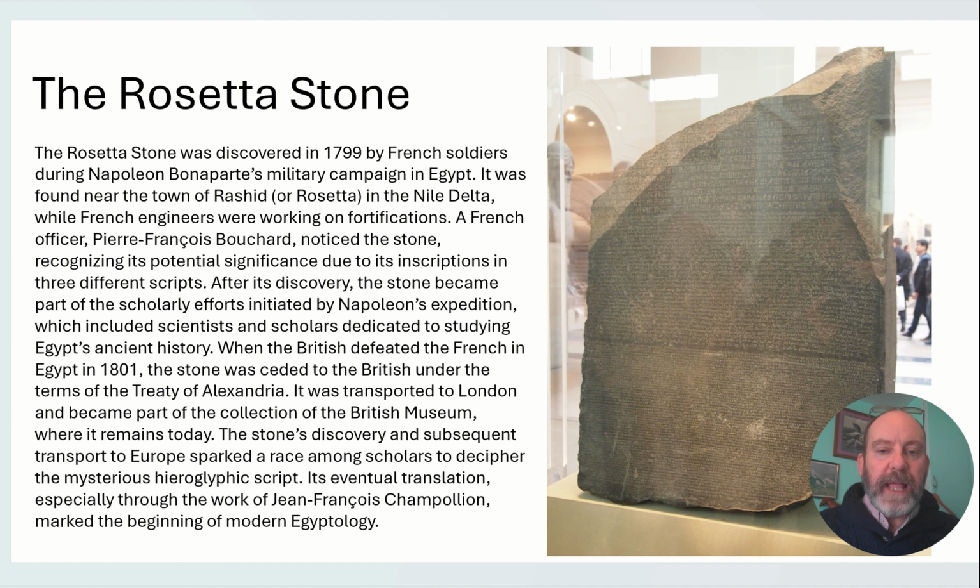Okay, let's look at some language stuff. Here's the Rosetta Stone, one of my wife's photos from the British Museum. It was discovered in 1799 by French soldiers during Napoleon's military campaign in Egypt. It was found in the town of Rosetta in the Nile Delta. French engineers were working on fortifications, and one officer noticed the stone, realized this could be important, and said, let's grab it. They do that.